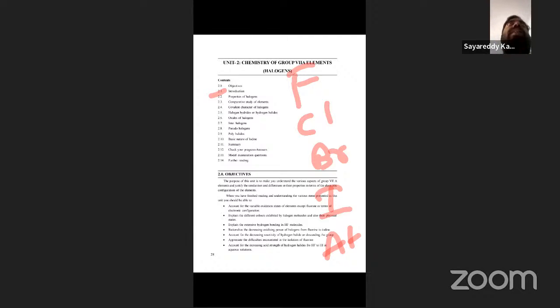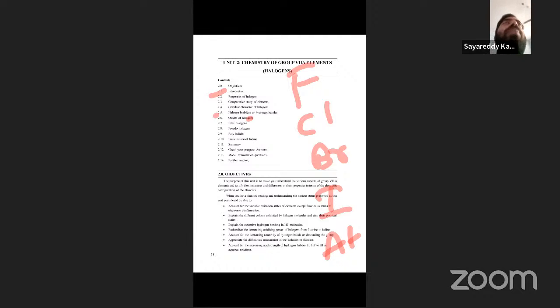Then the covalent character, the covalent bond between the metal and hydrogen. Then the hydrides of halogens, the hydrogen halides like HCl, HF, HBr, HI. Hydrogen halides are also called halohydrides. Then oxides of halogens, where halogens are treated with oxygen.